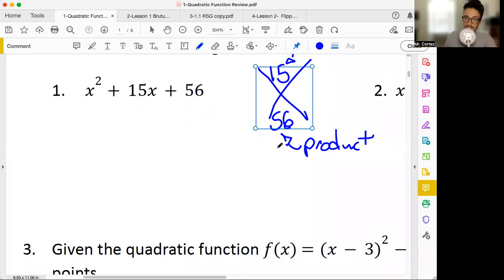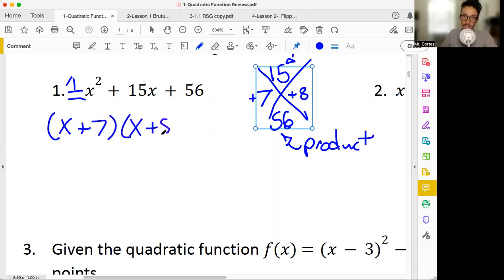So hopefully you were saying 7 and 8. So +7, +8, these work just fine. Our a coefficient here is just 1, so you can just pop in here and say, hey, it's x plus 7 and x plus 8. Call it a day. It's now factored.